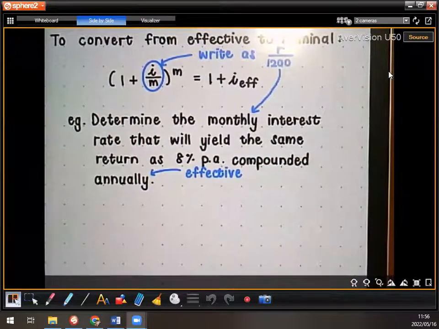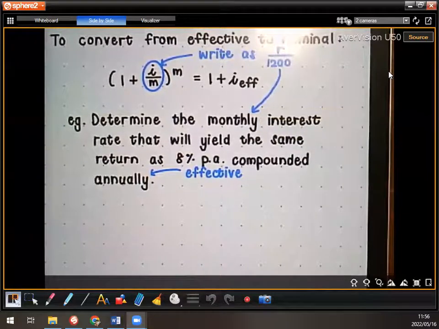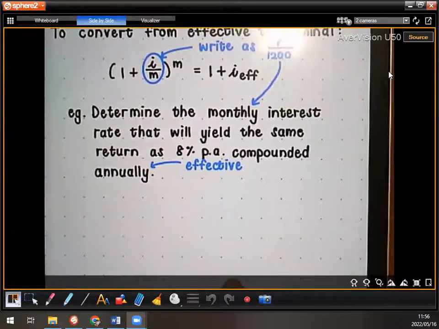Okay, annually and effective, those two words, they can swap it out. They can use either one of those two words to describe an interest rate. So they've given us the effective interest rate, 8%. They're asking us for the monthly interest rate, right? Which is nominal. Okay, so we're going to write this formula down again.